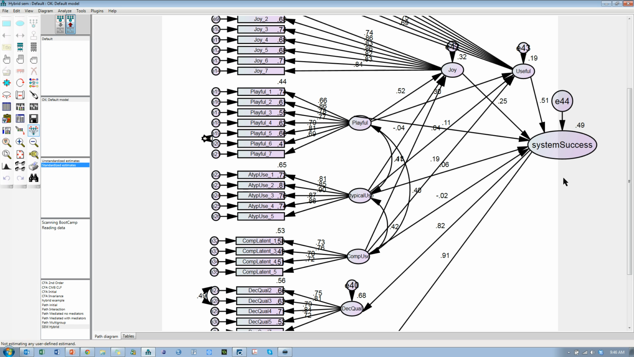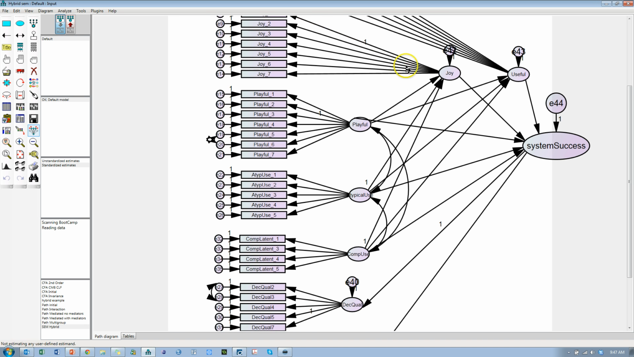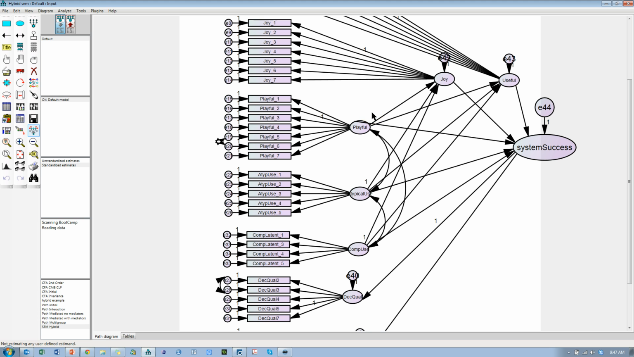You had constrained the latent useful and joy before. Yes. Now, when you're doing this hybrid model, they can't be constrained because you're regressing upon them. So do you need to constrain any of the paths? I moved the constraint up to the path here. Well, let's move on to a path model.